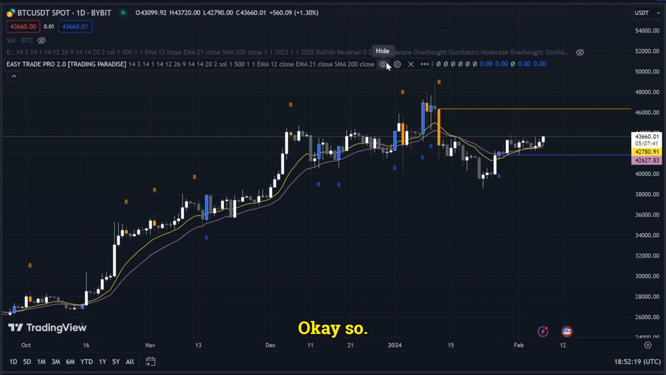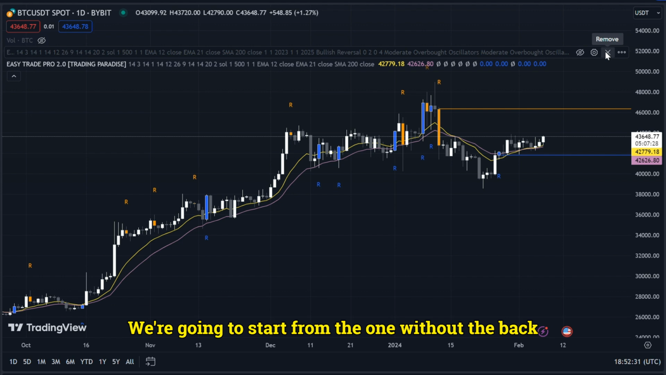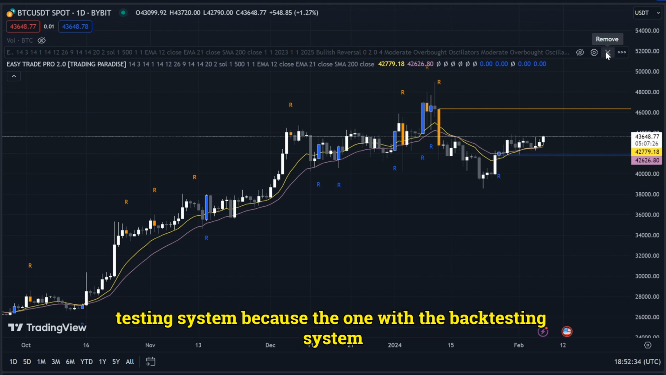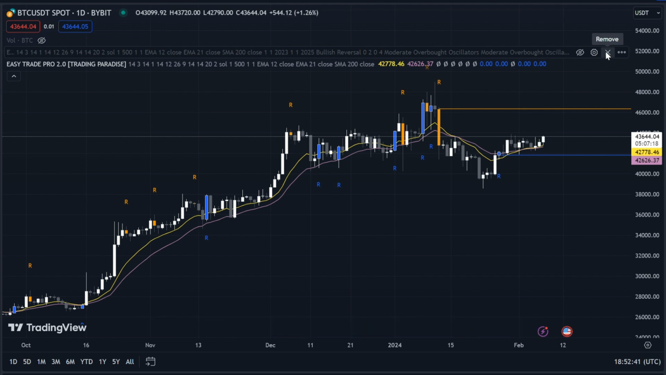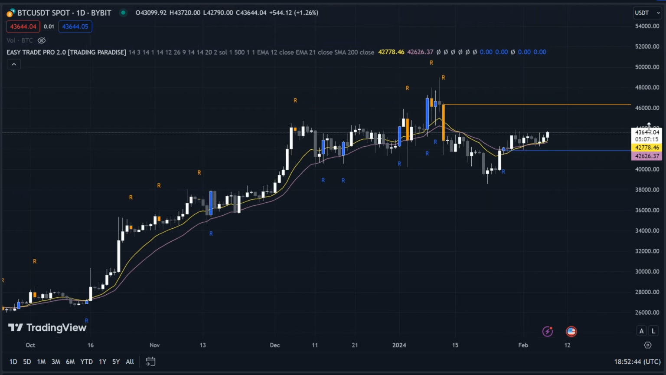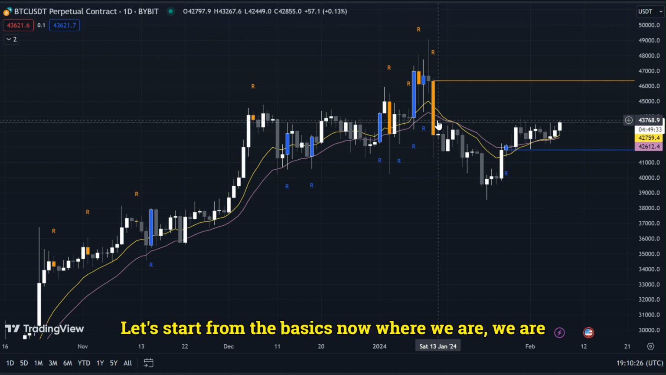Okay, so now that we added the indicator on the chart, we're gonna start from the one without the backtesting system, because the one with the backtest system will be covered in a separate video, as it has a lot of information that you should know. Okay, let's start from the basics now.